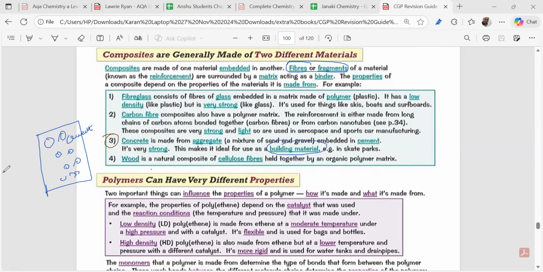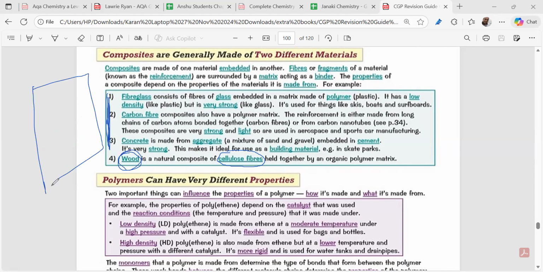What is wood? Wood contains cellulose fibers. Wood is a natural composite. I forgot to say, the others are man-made. Wood is a natural composite made by God. It contains an organic polymer matrix, and inside the organic polymer matrix, you have fragments or fibers. It contains cellulose fibers inside the matrix.